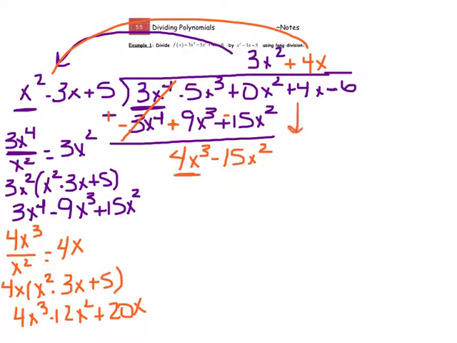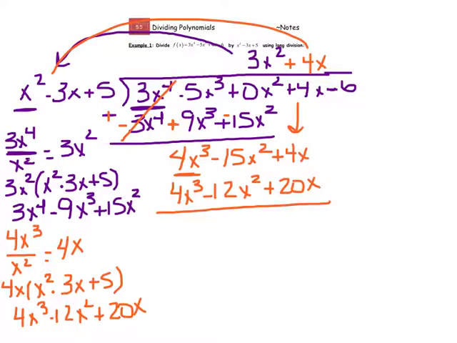Okay, don't forget to bring down this positive 4x, just like we did in the other problem. So now we get 4x cubed minus 12x squared plus 20x. All right, we're going to go ahead and subtract, but again, I think it's easier to change it to addition. So we have minus, we have plus, and we have minus. This should cancel out. Negative 15x squared plus 12x squared is a negative 3x squared.